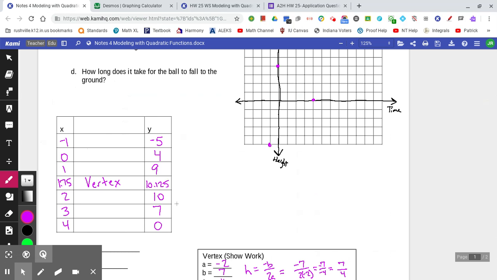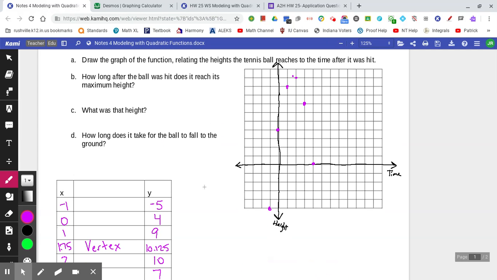All right, so I got all of these points off of my table. I plotted those points. I adjusted my x-axis and my y-axis accordingly so I could plot these points. And notice that this time I also labeled my x-axis as representing time and my y-axis as representing the height.